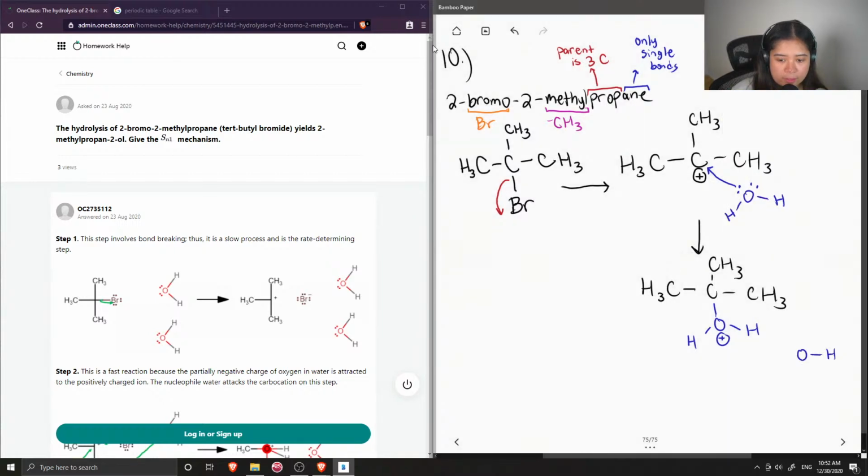So in order to relieve that positive charge, another water molecule can come in and deprotonate. It removes one of the H atoms, and this will neutralize that positive charge. And this forms an alcohol group. And we are left with the following product.